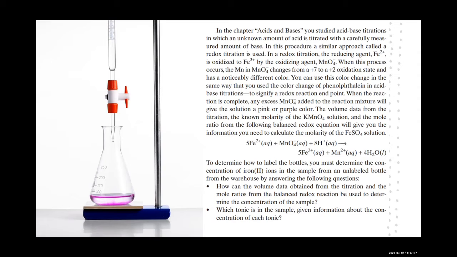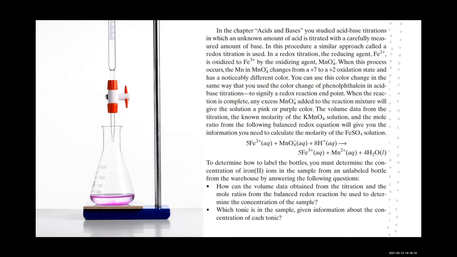In a redox titration, the reducing agent, which is Fe2+, is oxidized to Fe3+ by the oxidizing agent, which is MnO4-. When this process occurs, the Mn in MnO4- changes from a +7 to a +2 oxidation state and has a noticeably different color. You can use this color change in the same way you used color change of phenolphthalein in acid-base titrations to signify a redox reaction endpoint.